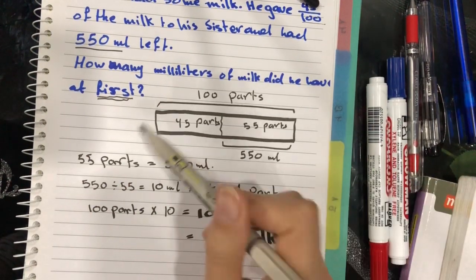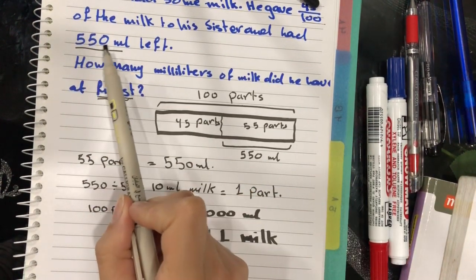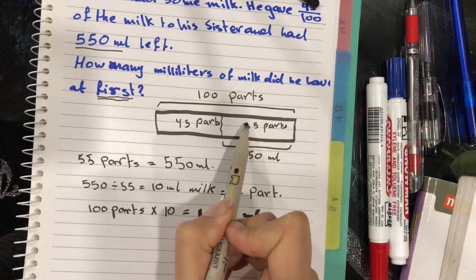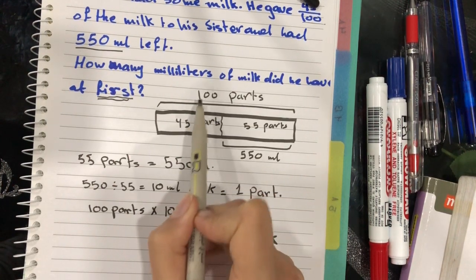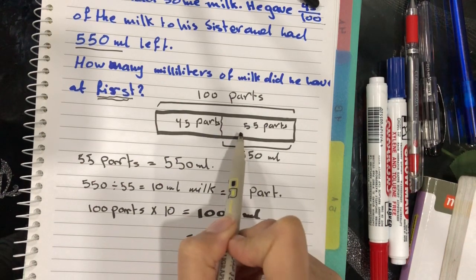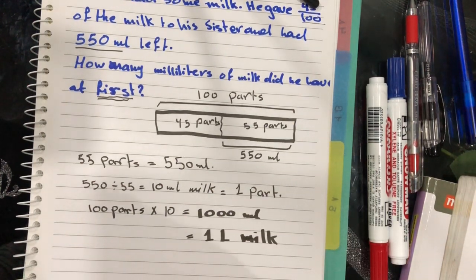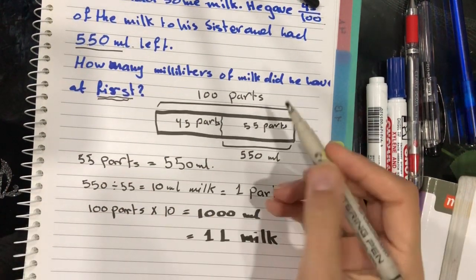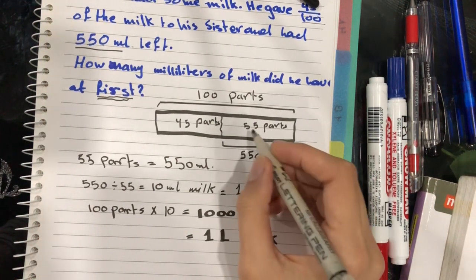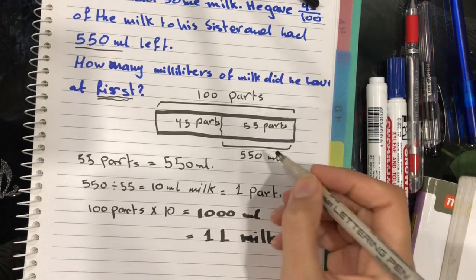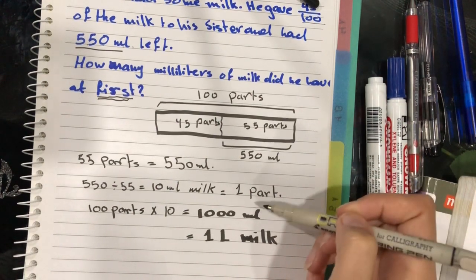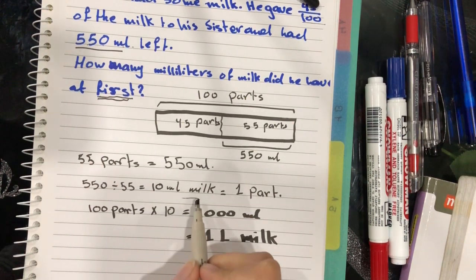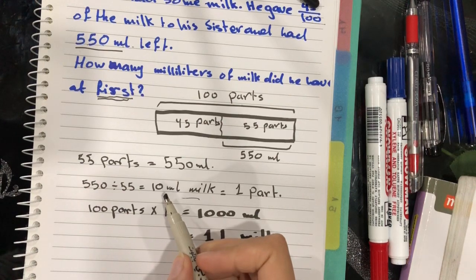Now, from these 100 parts, he gave his sister 45 parts. So what he is left with from those 100 parts is 100 minus 45, 55 parts. Those are the parts that are left with him, which are equal to 550 milliliters of milk. So those 550 milliliters are divided into 55 parts. I can find out how much each part was by saying 550 divided by 55 will give me 10 milliliters of milk. So each one part was equal to 10 milliliters.